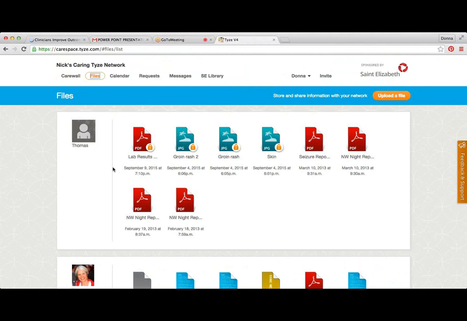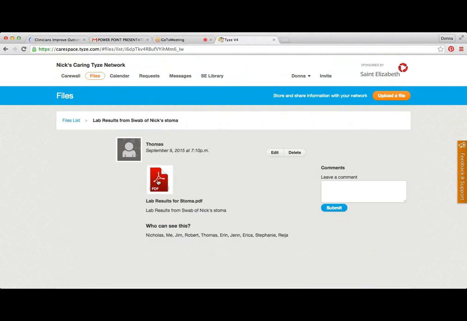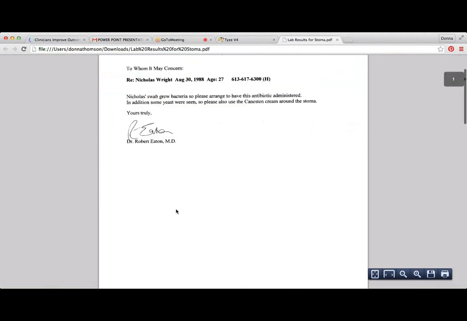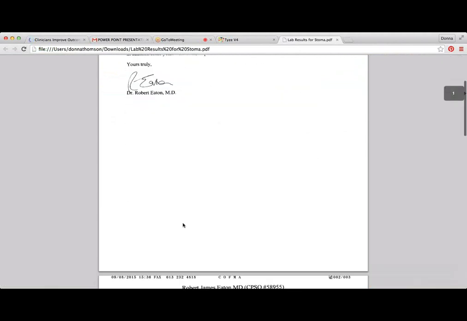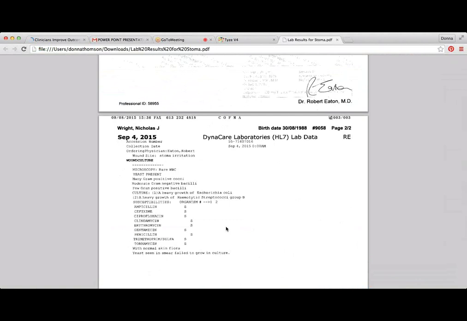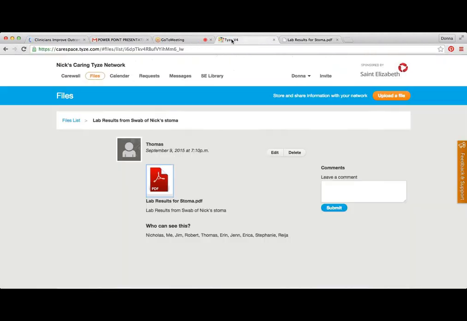In terms of then what a user would do, look at the shared filing cabinet, we can click on lab results for the stoma, and this is the prescription which was sent from the doctor. This is all done on Ties, and there are the lab results. So we are able to see everything at a glance.